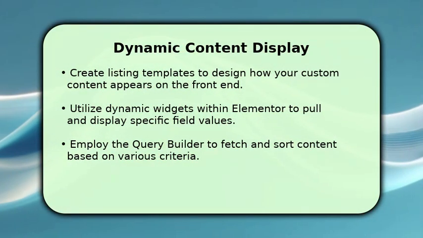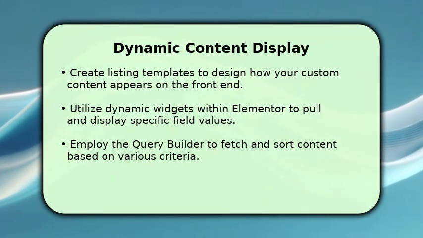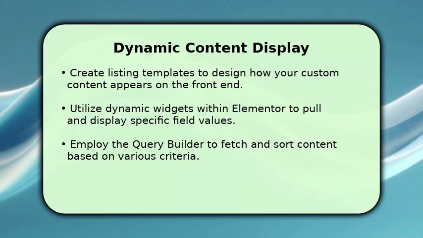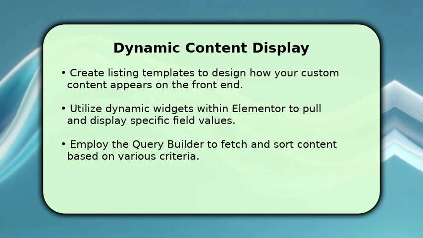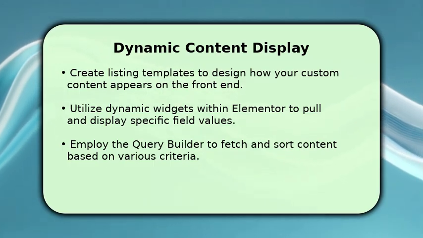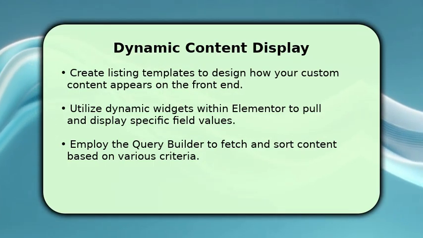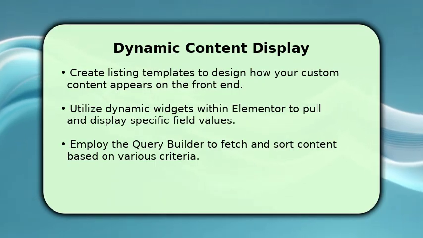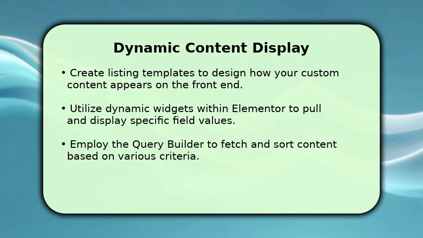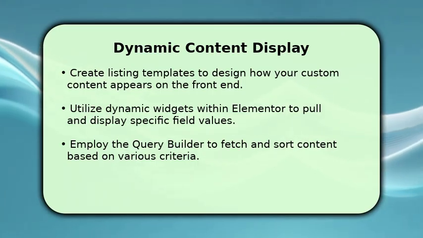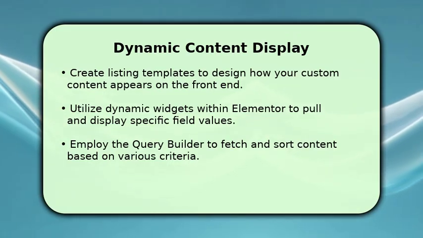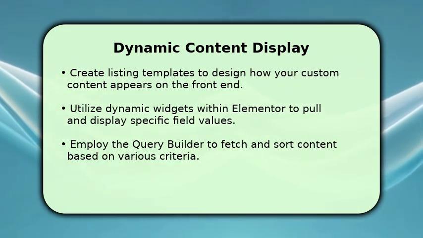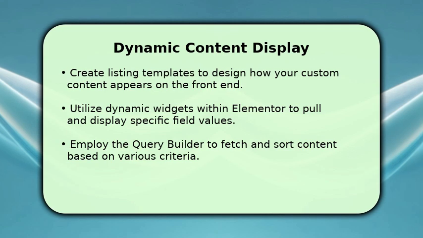Once your custom content is structured, Jet Engine helps you display it beautifully. You can design custom listing templates using Elementor, controlling the layout of each content item. Dynamic widgets allow you to effortlessly insert custom field values, images, and links. Furthermore, the powerful query builder lets you fetch and sort content with advanced conditions, ensuring your dynamic listings are always relevant and engaging for your visitors.